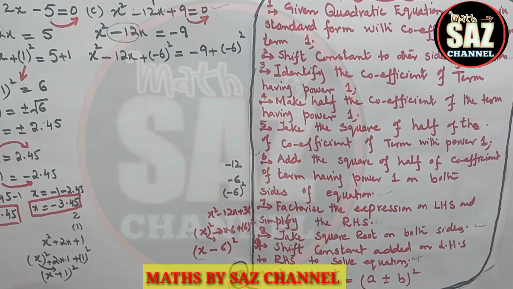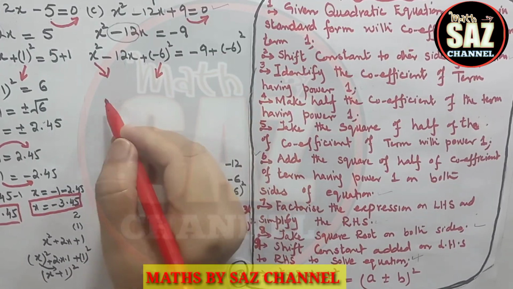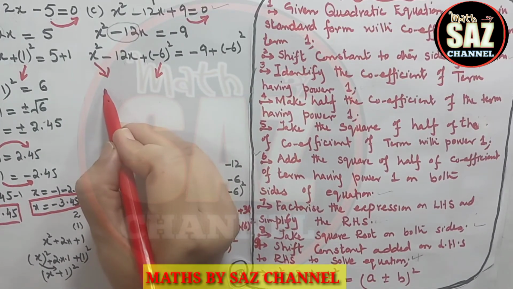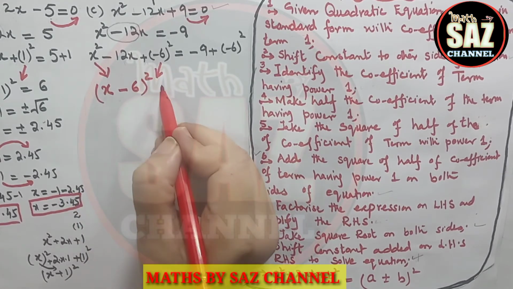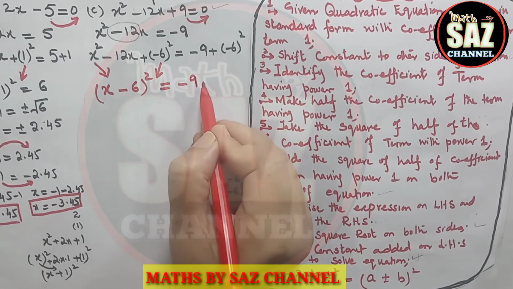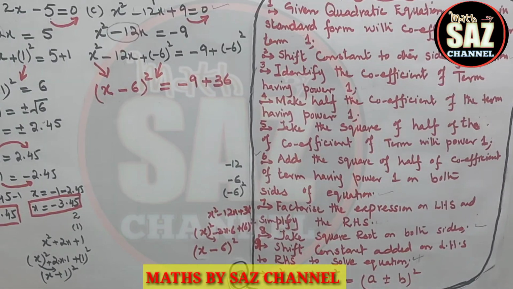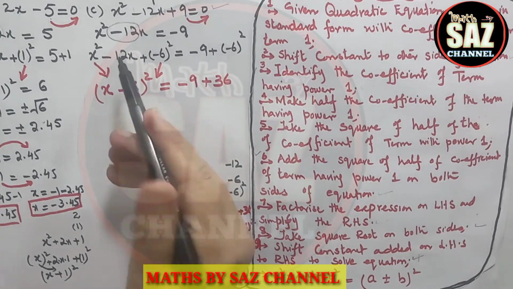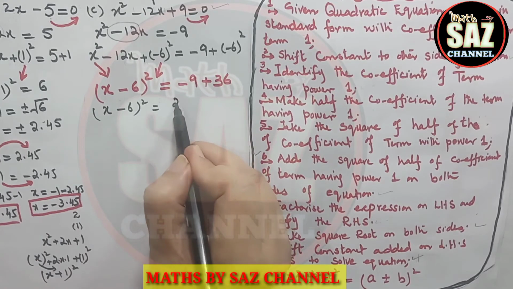So according to that, I will be writing my left hand side in form of the perfect square identity, that is a minus b whole square, where a is x, so x minus 6 whole square will be equal to minus 9 plus 36. Now quickly I have to take away 9 from 36 and my answer will be 27. X minus 6 whole square equals 27.